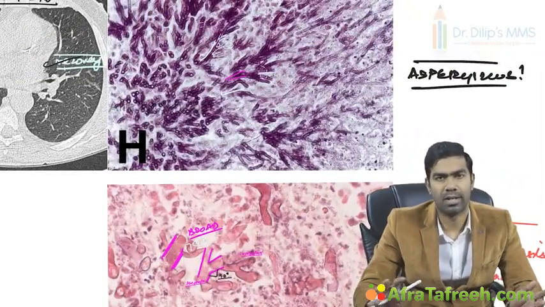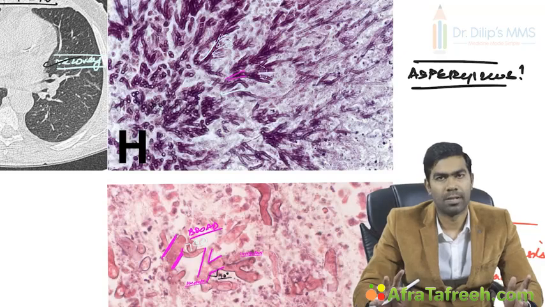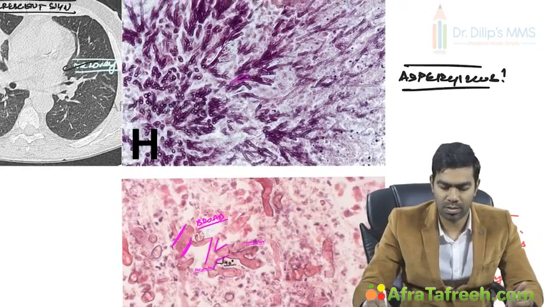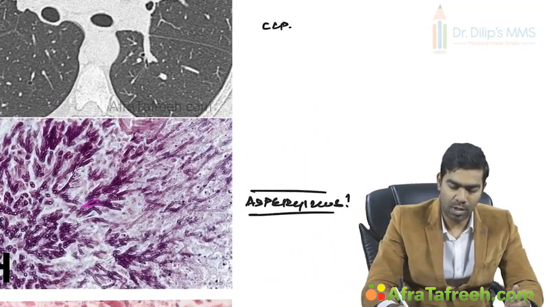Narrow-based, septate, acute angles, dichotomous branching equals aspergillus. Broad-based hyphae, aseptate or very few septations, irregular branching, non-acute angles, especially 90-degree branching, go for mucor as the differential diagnosis. Clear? At the same time, I didn't tell you this point: CCPA and CCNA.